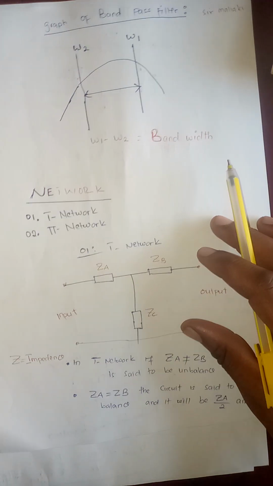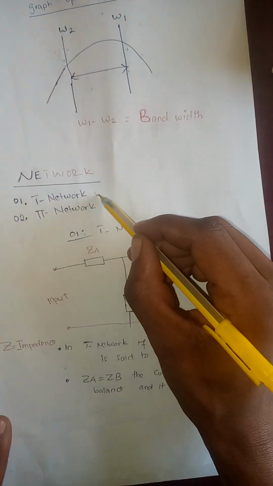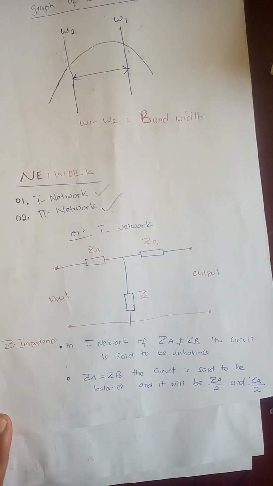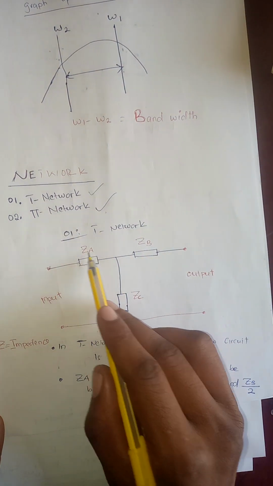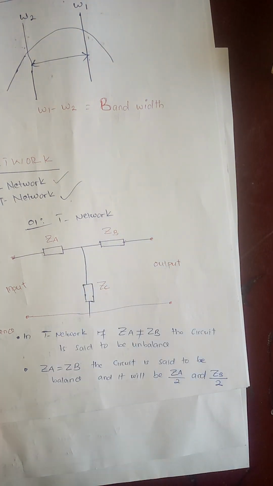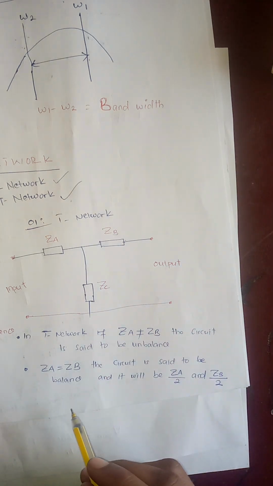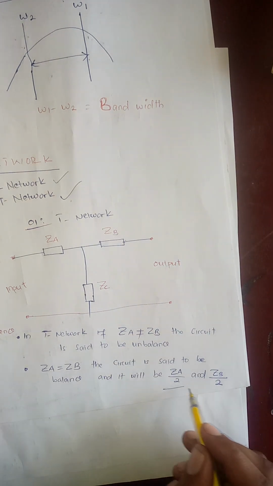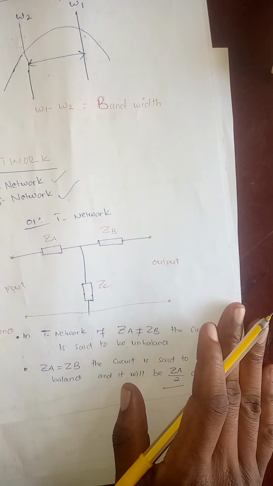We have several networks of filters, where we have the T network and the pi network. This one, as you can see here, is a T network. These are impedances. But what to note, if ZA is equal to ZB, we say the circuit is balanced and it is divided by a half. But if they are not equal, we say this circuit is not balanced.